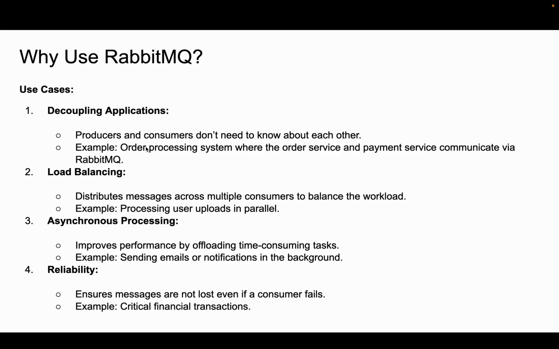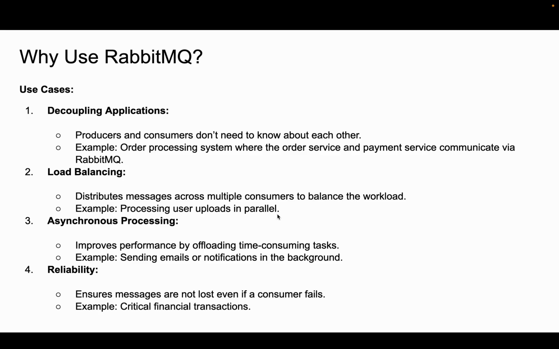And hence you are not tightly coupling your application, and you can use different servers or machines for each of your services. Another is load balancing. It distributes messages across multiple consumers to balance the workload. An example could be processing user uploads in parallel.